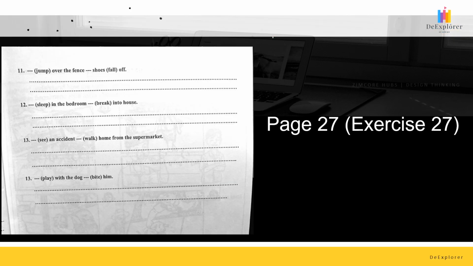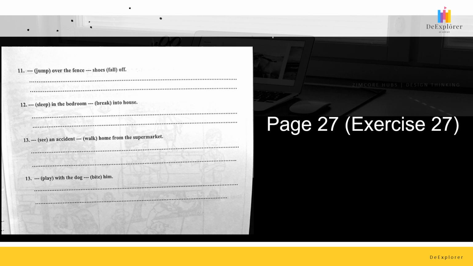Page 27. Okay, look at page 27. There are 4 more questions that you need to write the answer on your own. Now, I'm not going to give you answer, but of course, when you read the 2 actions, you have to decide which is was were ing and which one uses the past tense. Okay, very simple one. Number 11, jumped over the fence, shoes fall off.